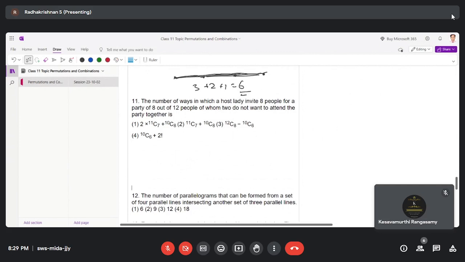Okay. Is it option 3, sir? Option 3, 12C8 minus 10C6. Okay. Can you tell me how you came to that answer? No, sir, I didn't work it out or anything. I just assumed a little bit. Okay. But your assumption in this case, I think it turns out to be correct. But it will not always be the case.